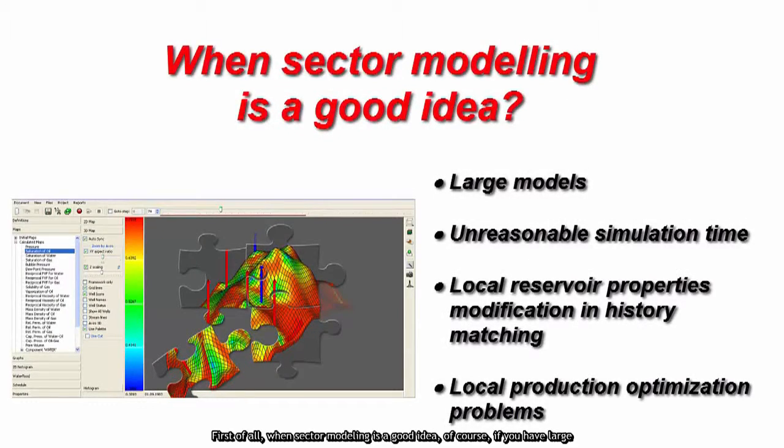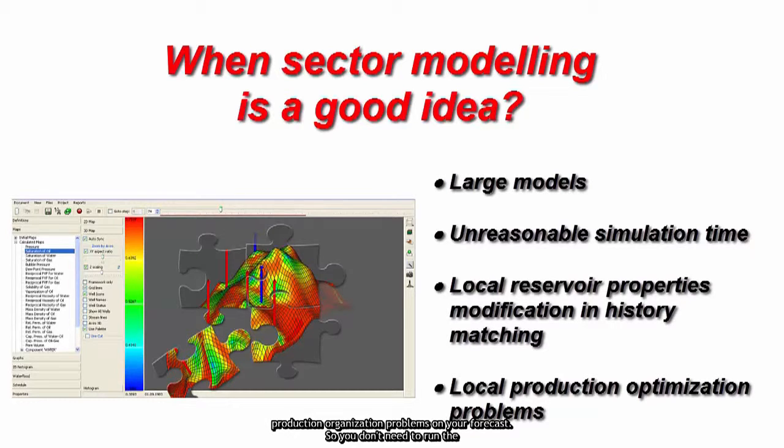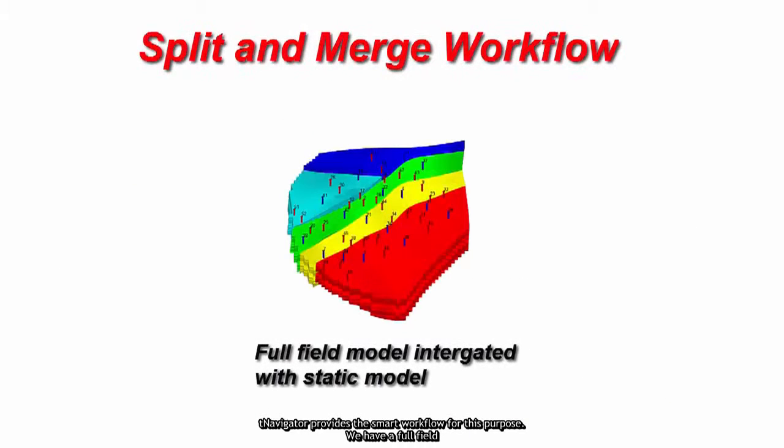Now, first of all, when is sector modeling a good idea? Of course, if you have a large model and unreasonable simulation time, often you need to modify reservoir properties locally in the history matching process. Or you need to solve local production organization problems in your forecast. So you don't need to run the whole case to deal with these problems. tNavigator provides the smart workflow for this purpose.